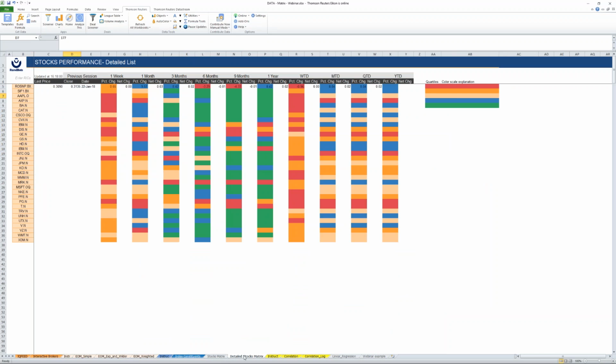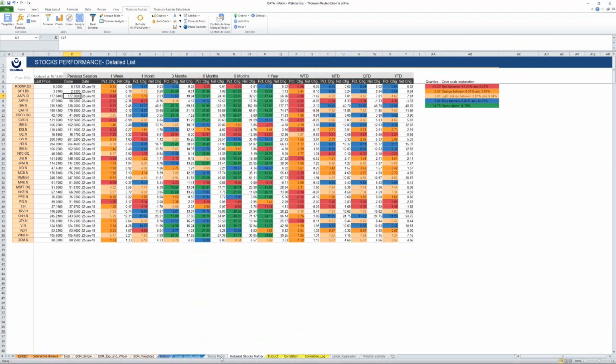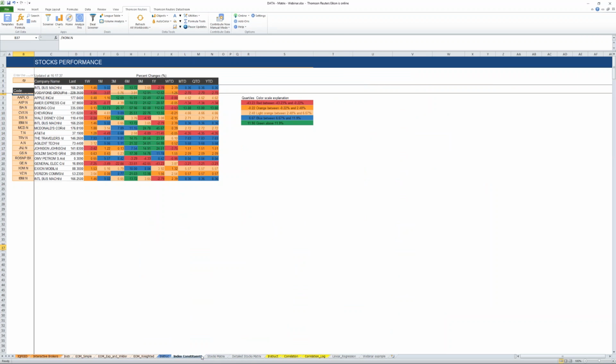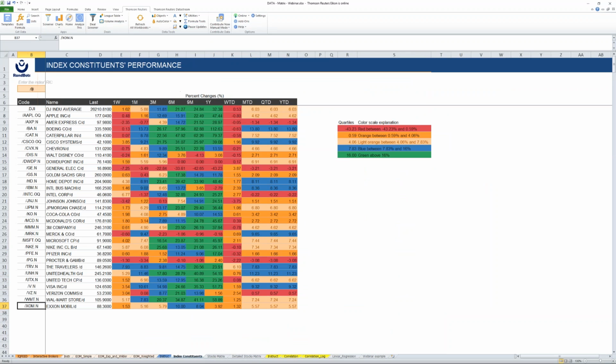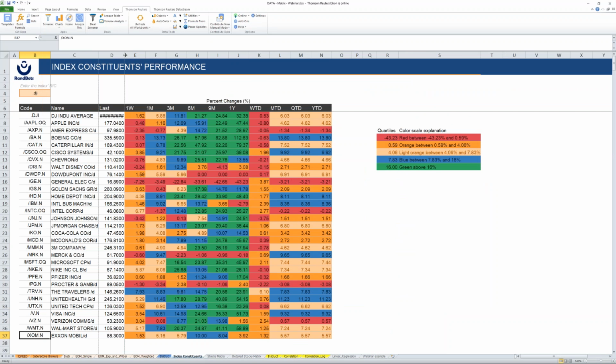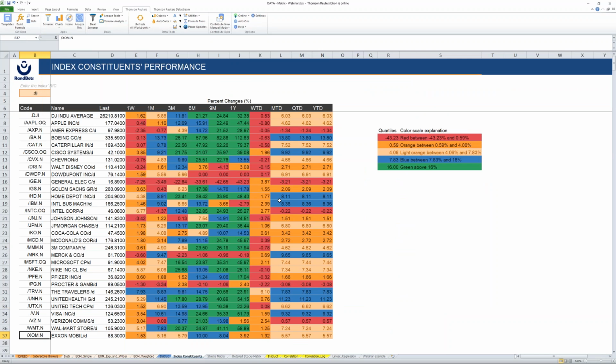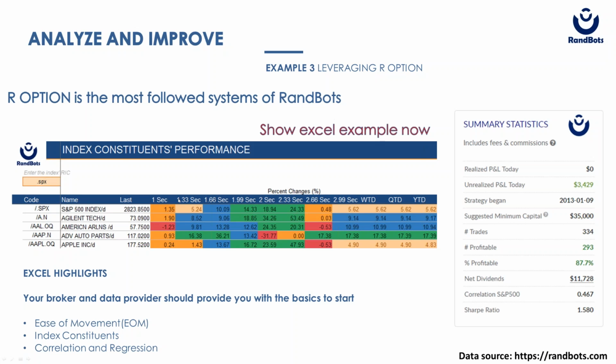Then we have the stock matrix, but let me show you the index constituents, right? So let me make it a little bigger. And here we have, okay, this is again the long-term system, right? 1 year, 9 months, 6 months to 1 week, and then in the days there are other time frames. But for day trading, it should be like this: 1 second, 3 seconds, and so on, right?